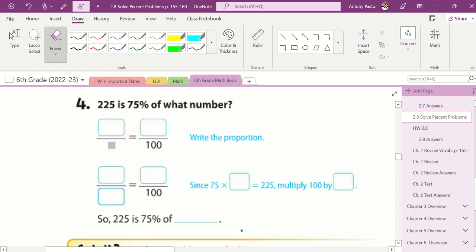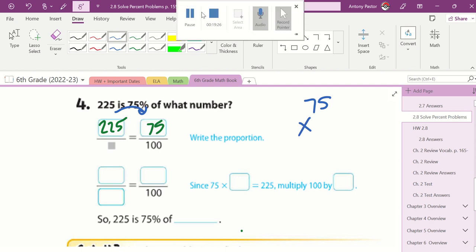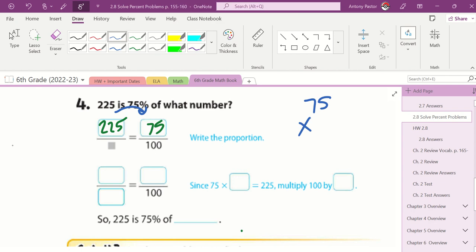225 is 75% of what number? So we already know it's 75%, and it's 225. Is 75% of what number? To get to 75, something needs to happen. So I'm going to guess and check here. I'm going to guess and check because I know that 75 is 3/4 of 100.